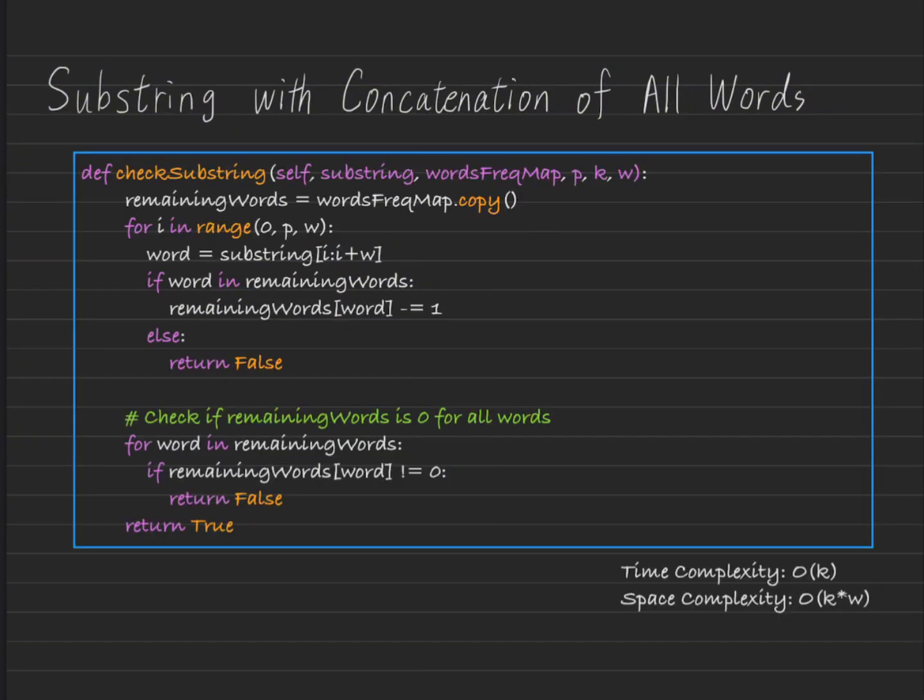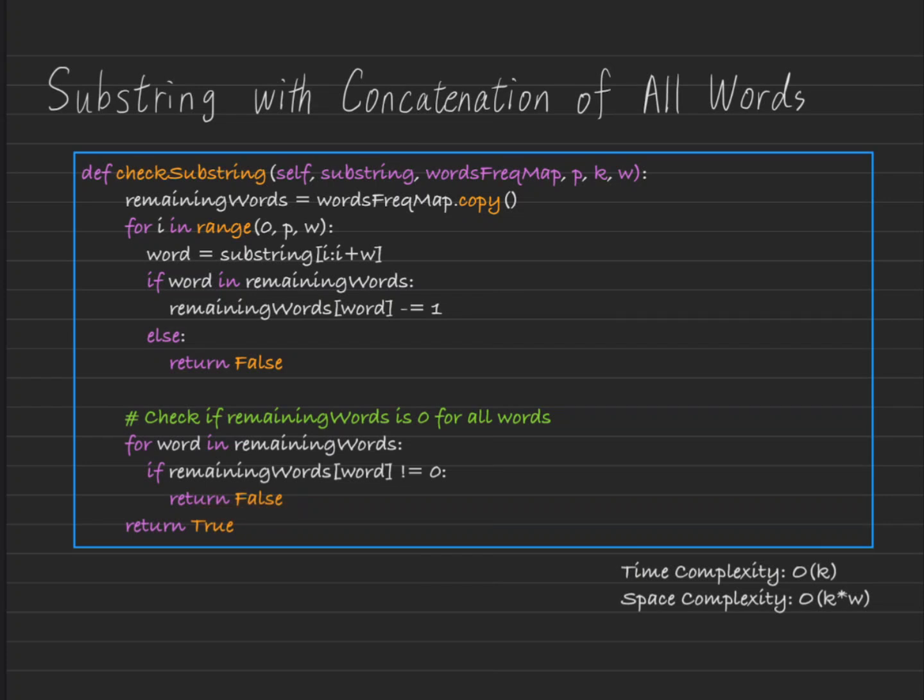This is the Python code of the function we just discussed. First, we'll create a copy of the hash map. This is because we'll need to reuse the words frequency map in step 2. Then, for each word in the substring, we'll check if it exists in the hash map. If it does, we'll decrement its frequency by 1. Otherwise, we can just return false. This is because a concatenated string has to have all the words and only those words. At the end, we'll check the hash map again and verify that all the words have frequencies of 0. If not, we'll return false.